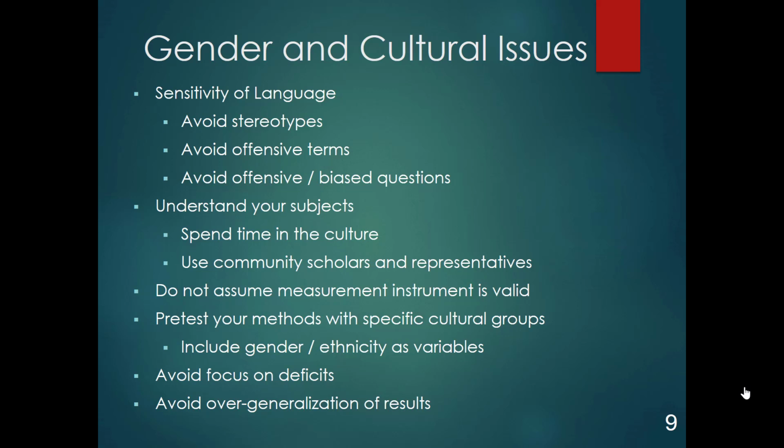Like I mentioned before, you have to try to make sure that you're pre-testing your method. So you're basically getting more than one gender and different ethnicities, which helps you see if the measurement is valid or whether any changes need to be made. Avoid focus on deficits, and also avoid overgeneralization of your results. Be careful when you're reporting your results, and don't overgeneralize to fit all populations, especially when your participants were all from just one ethnic group or one culture. So be careful when reporting those results as well.